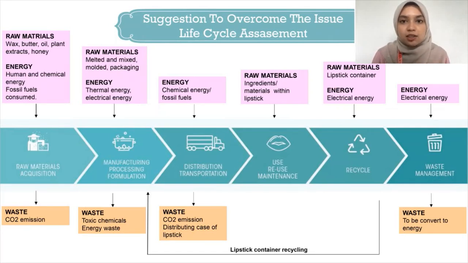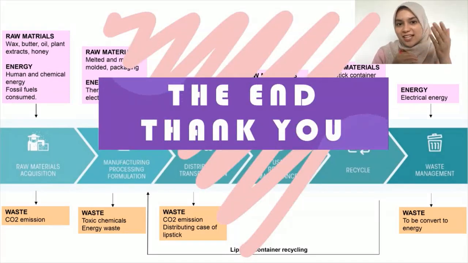The energy is electrical energy, since in the recycling process, machines are used to mold the plastic. Then we can see the arrow from recycle to manufacturing. It shows that plastic containers are recycled back to manufacturing and can be used again as a new product. Last but not least, waste management. Energy used is electrical energy. Meanwhile, the waste is sent to the waste processing facility to be converted to energy.